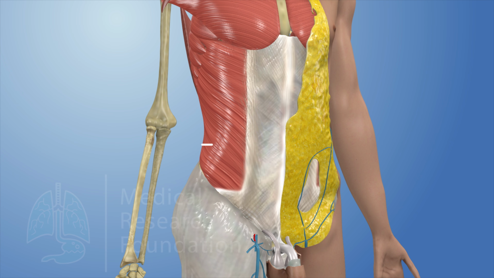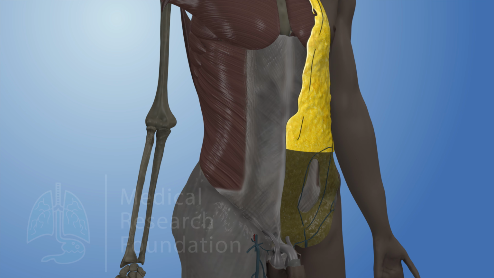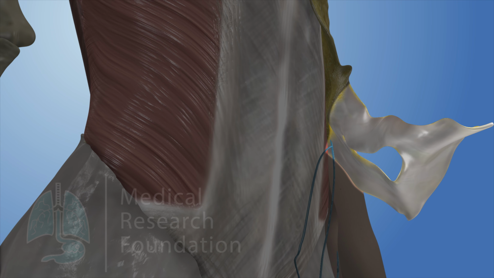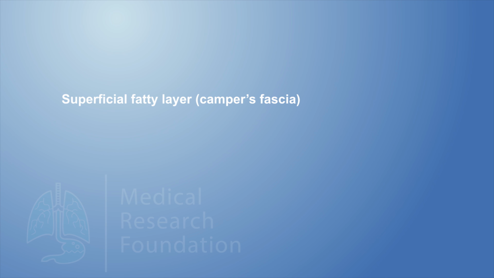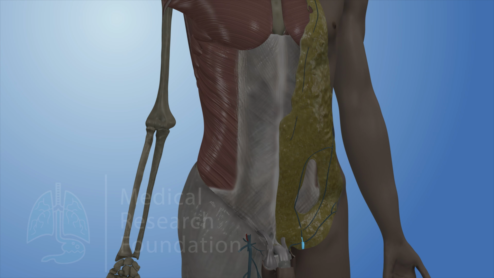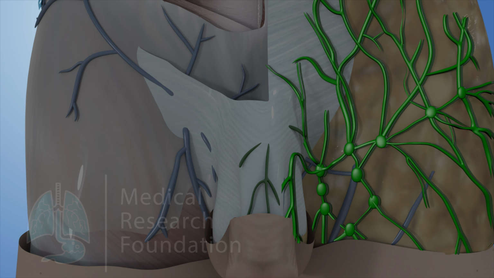Above the level of line joining the two anterior superior iliac spines, the superficial fascia consists of a single layer, but below this line it consists of two layers. A superficial fatty layer, Camper's fascia, and a deep membranous layer, Scarpa's fascia. The space between the two layers contains superficial epigastric, circumflex iliac, external pudendal vessels, and superficial inguinal lymph nodes.